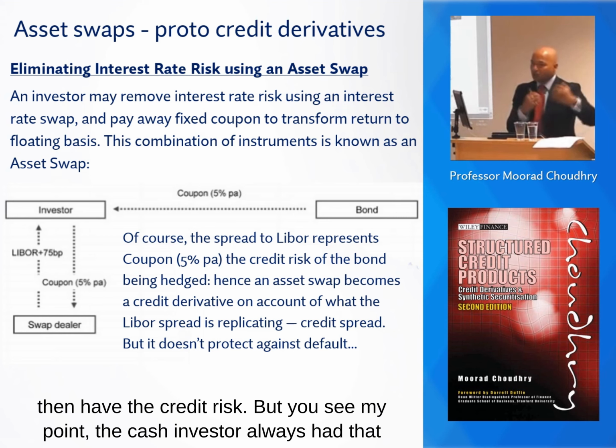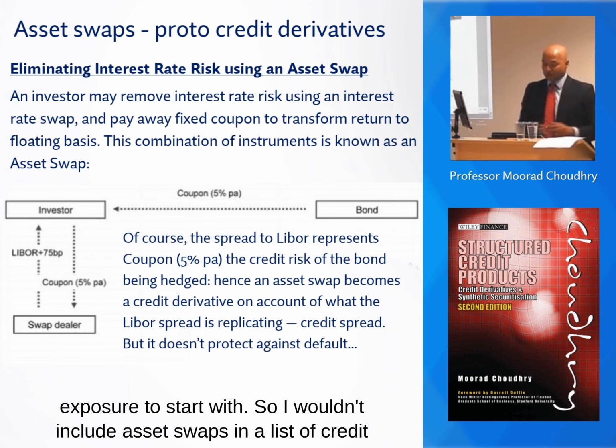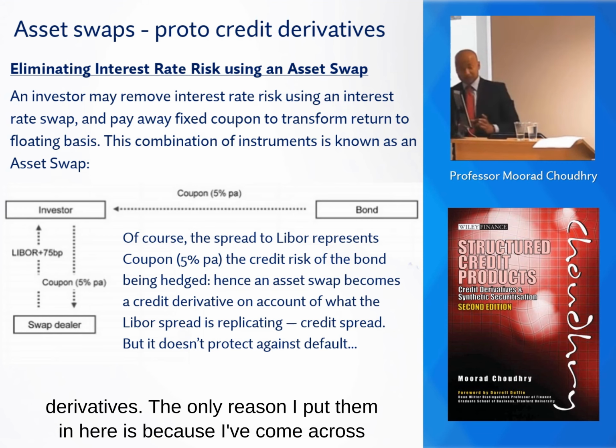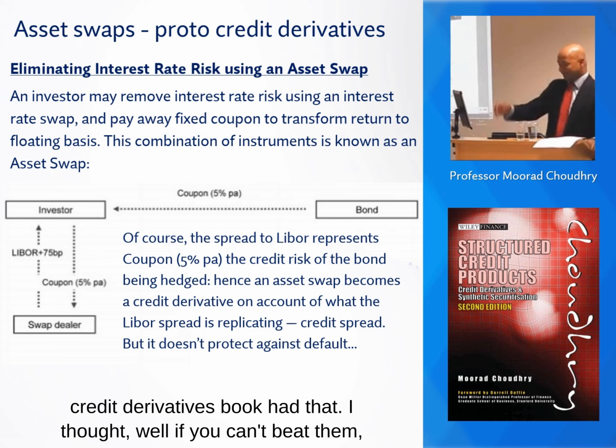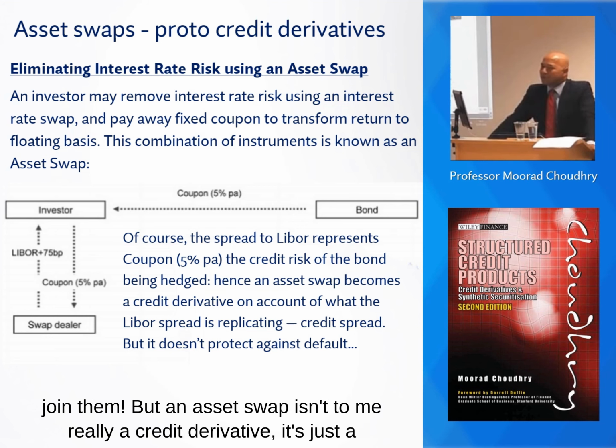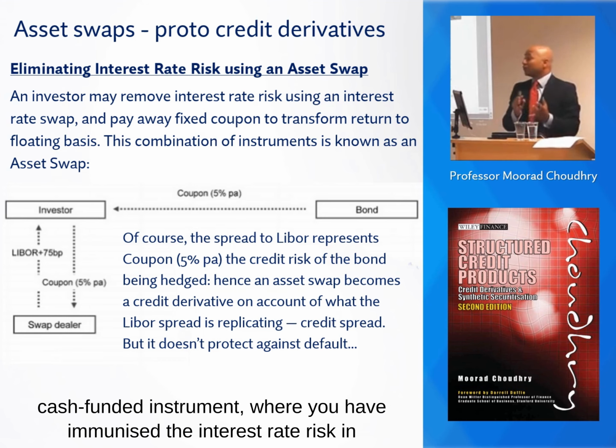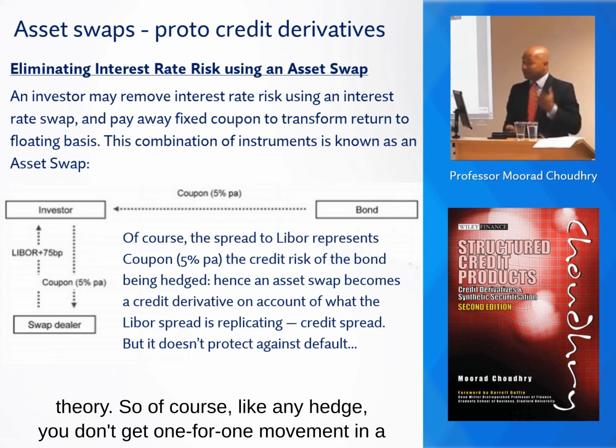The cash investor always had that exposure to start with. So I wouldn't include asset swaps in a list of credit derivatives. The only reason I put them in here is because I've come across textbooks that do. Now, for my sins, therefore, the second edition of my CDS credit derivatives book had that. I thought, well, if you can't beat them, join them. But an asset swap isn't, to me, really a credit derivative. It's just a cash-funded instrument where you have immunized the interest rate risk, in theory.